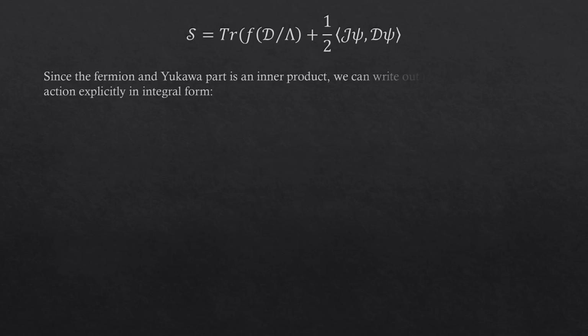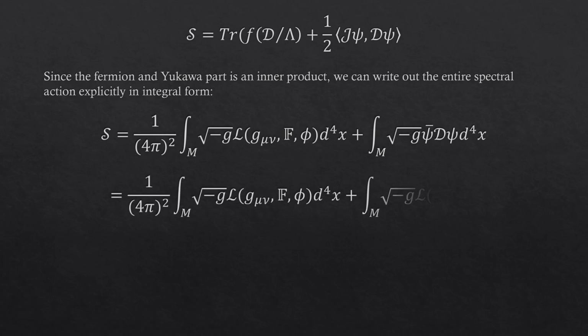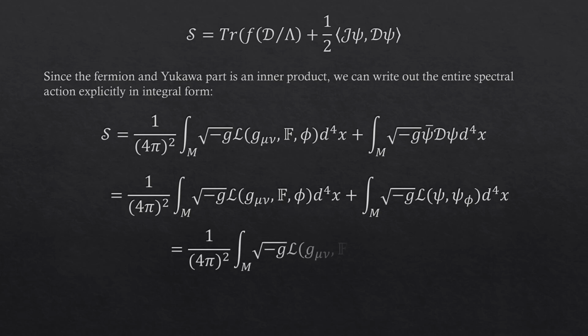Since the fermion and Yukawa part is an inner product, we can write out the entire spectral action explicitly in integral form. Let's write out that inner product form of the Dirac operator acting on spinor fields in terms of its Lagrangian. It's already in Lagrangian form, but we're going to write that out explicitly to justify why we're combining this into one integral over a spacetime manifold.